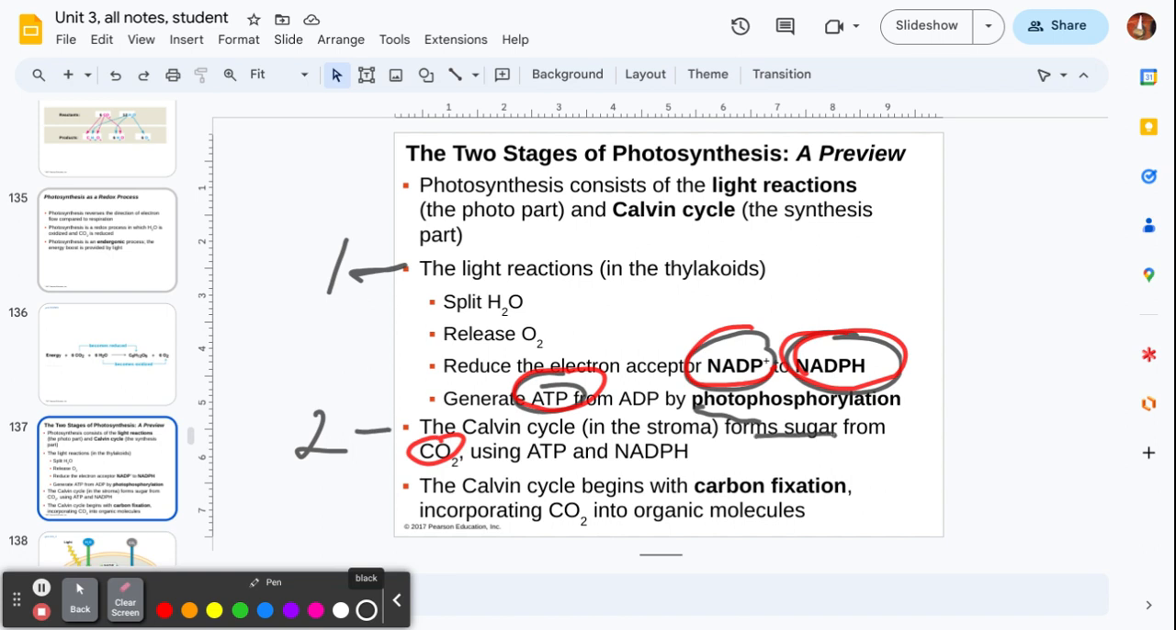So light reaction is very important, because without the light reaction, you cannot get the Calvin cycle to happen. You have to have the light. You have to have that ATP formed. You have to have that NADPH formed. And you need the carbon dioxide. Then you can make sugar.